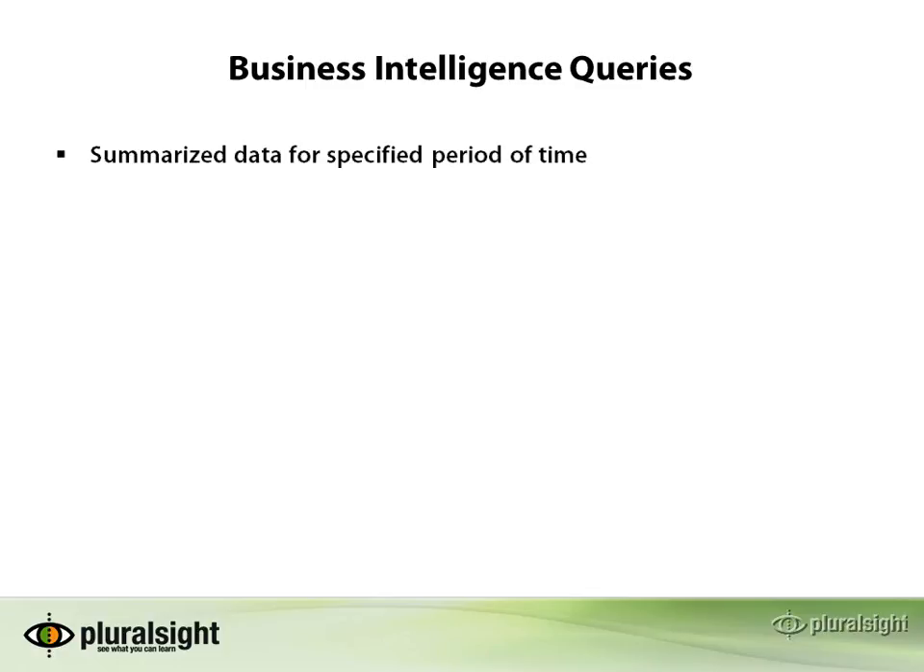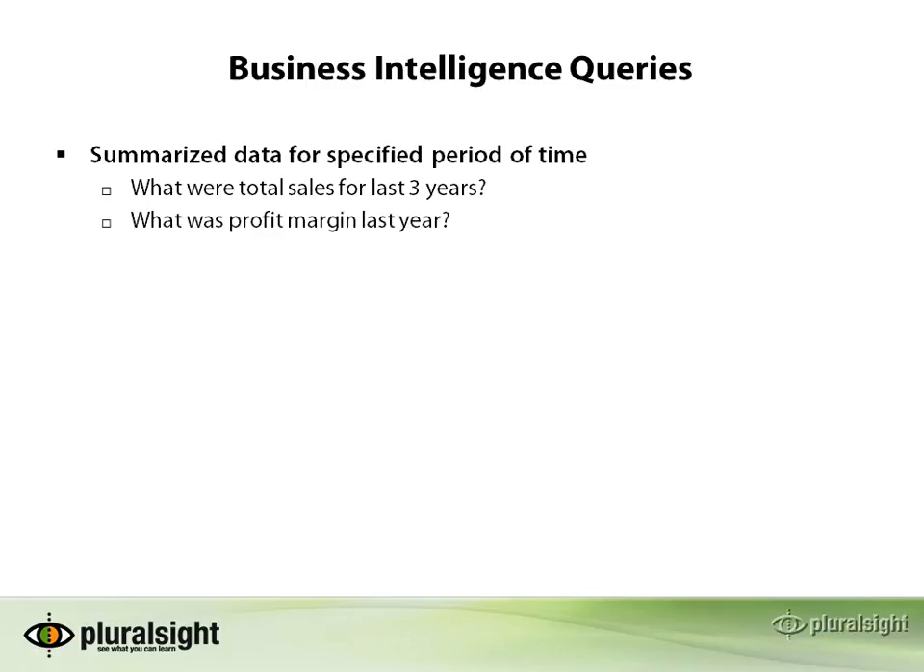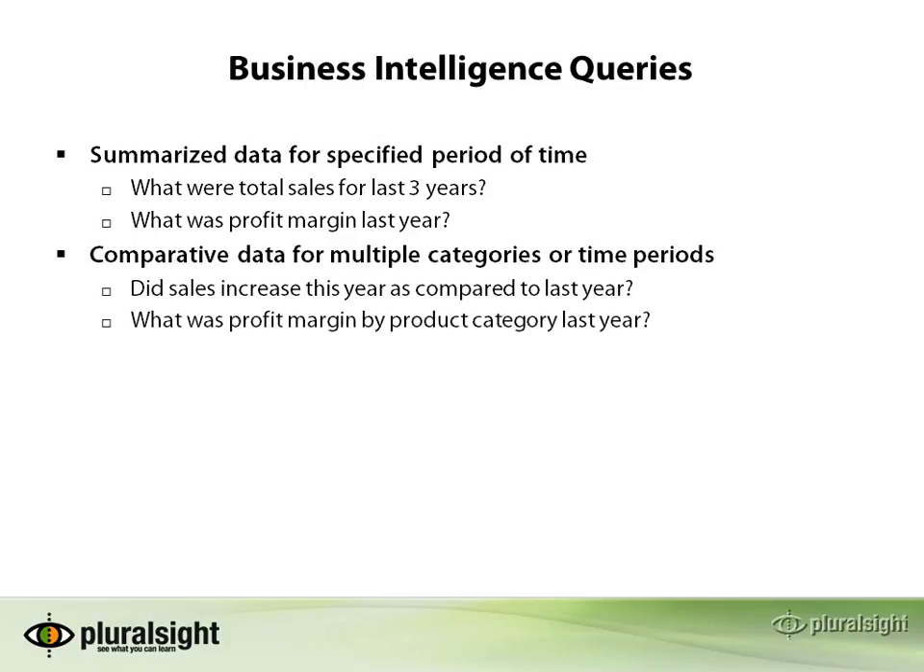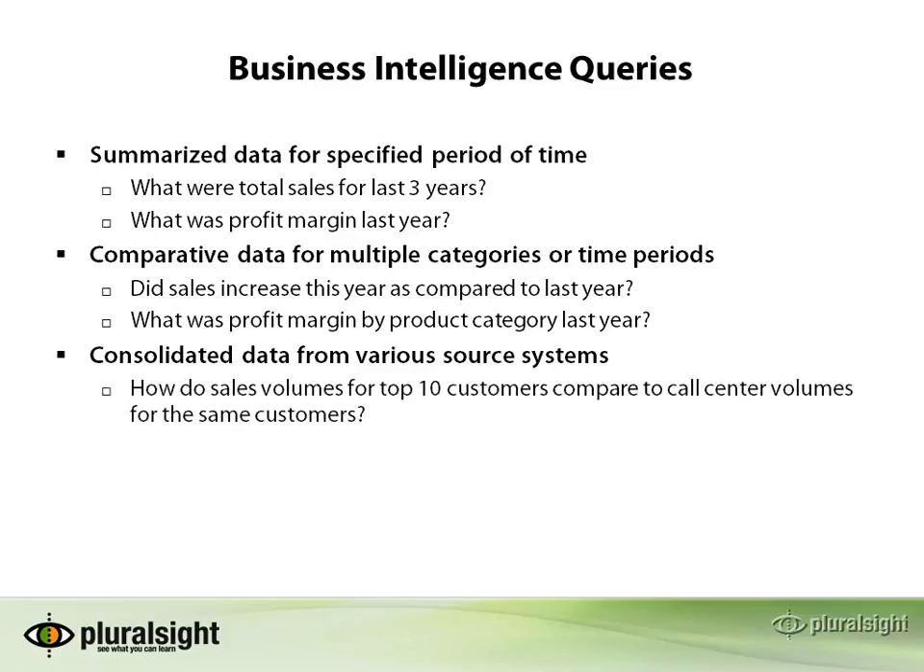For example, our users want summarized information for a particular point in time, such as the total sales across a certain number of years, or the profit margin for last year. Or they want to answer questions that require comparative data from multiple groups of information or time periods, such as the difference between sales this year and last year, or breaking down the sales last year to see the profit margin by product category. There might also be questions that require consolidation of information that helps us answer questions with data from different sources, such as a comparison of sales activity with the call center demand for a selected group of customers.